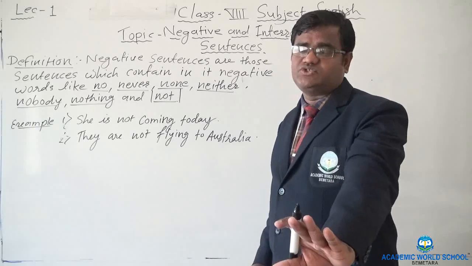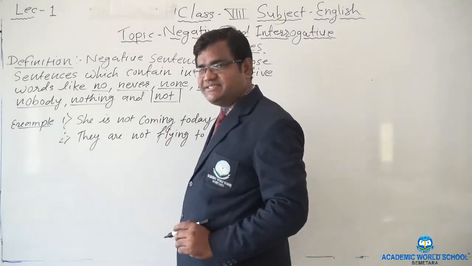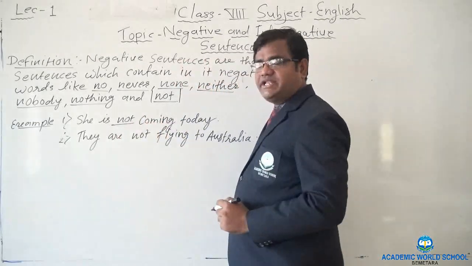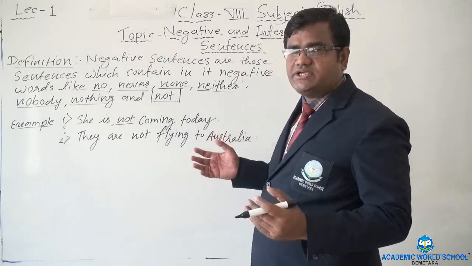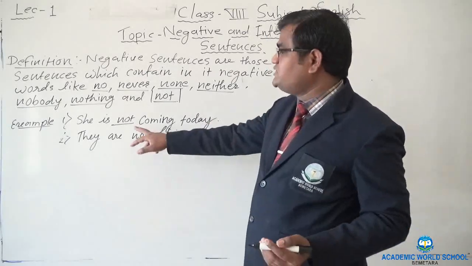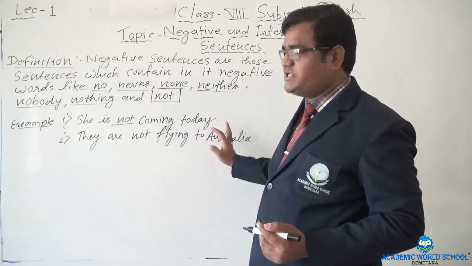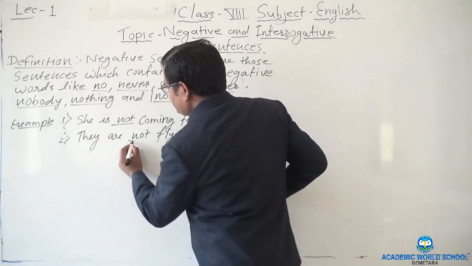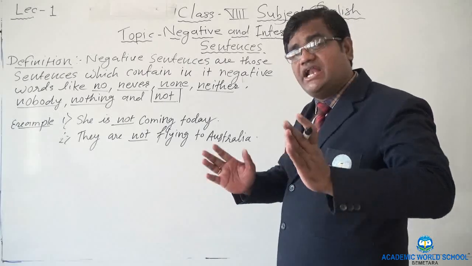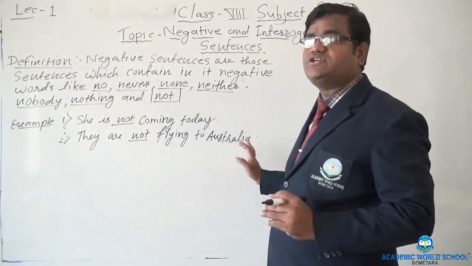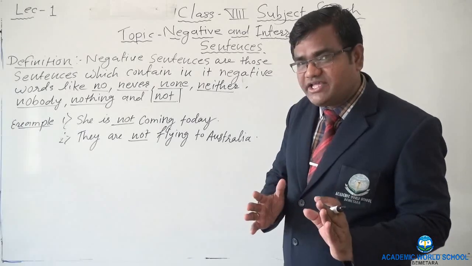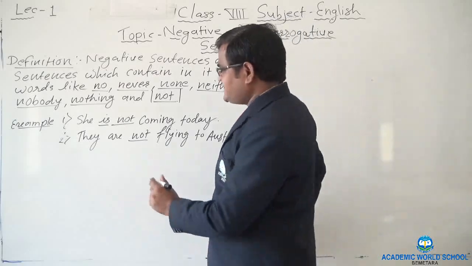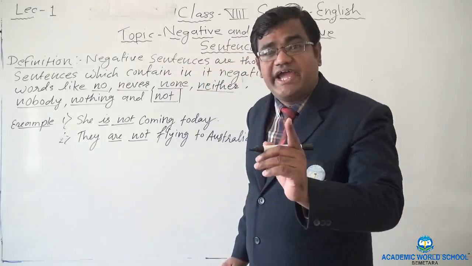In simple sentences, it's okay. For example, if the sentence is, she is coming today. Just imagine there is no not here. So simply, how to make it negative? Put not. Right? She is not coming today. Second sentence, they are flying to Australia. To make the sentence negative, I will simply add not. Right? They are not flying to Australia. So where have I added not in both sentences? In the first sentence after is, and in the second sentence after are.